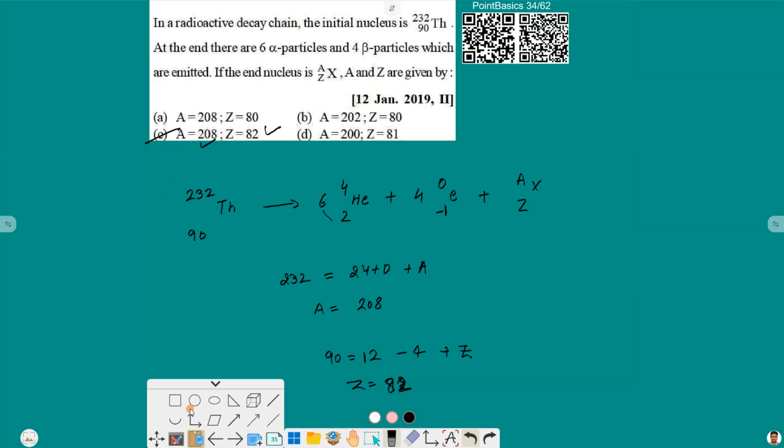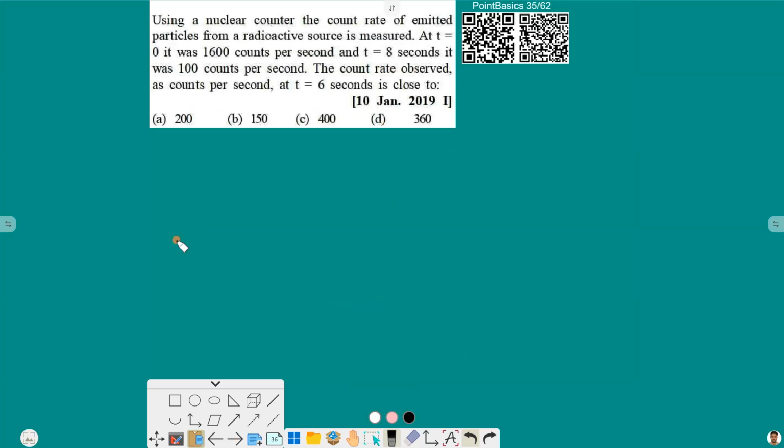Now let us move to the next one, question number 35. Using a nuclear counter, the count rate of the emitted particles from a radioactive source is measured. At t equal to 0, it was 1600 counts per second, and at t equal to 8, it is 100 counts per second. We have to find out what the count rate will be at t equal to 6. So this is basically activity.